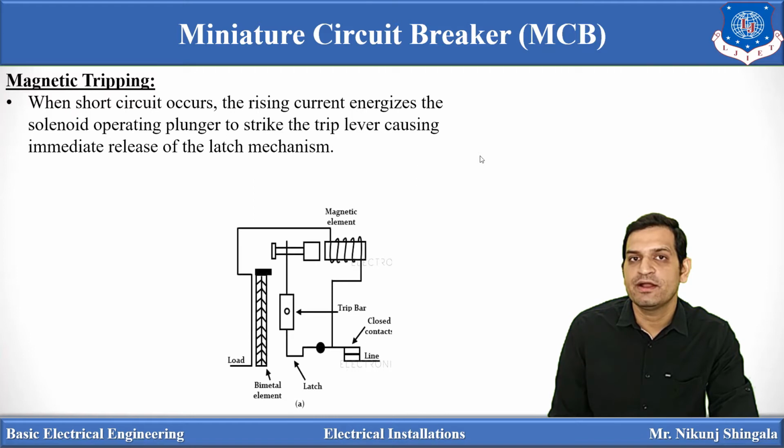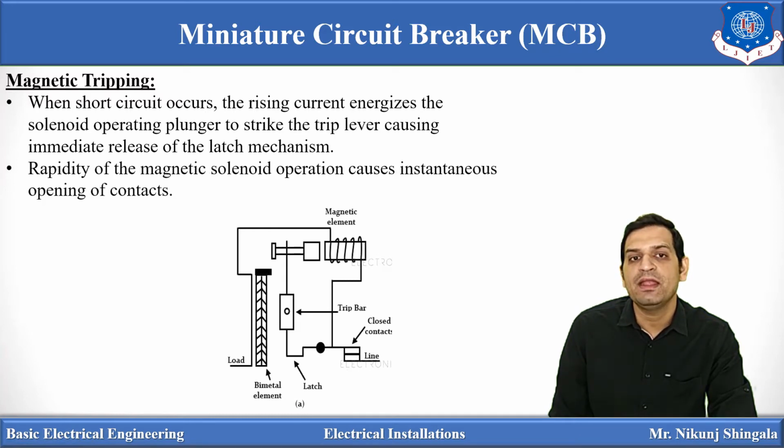So when a short circuit occurs, an excessive amount of current flows through the solenoid, then a magnetic field will be produced. That magnetic field will be sufficient to overcome the spring force of the tripping mechanism. So the contact will be in open condition so that the load can be disconnected from the supply. So this is how magnetic tripping works when a short circuit occurs. Thermal tripping works when overload occurs. The rapidity of magnetic solenoid operation causes the instantaneous opening of the contact, as I told you.